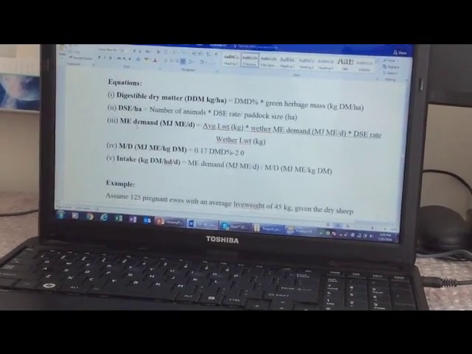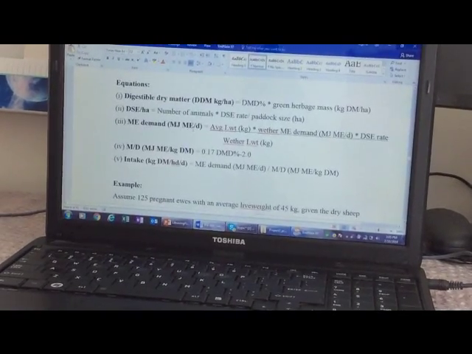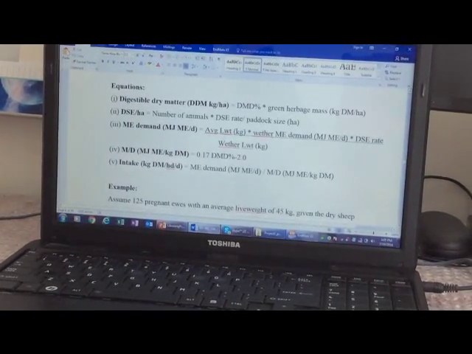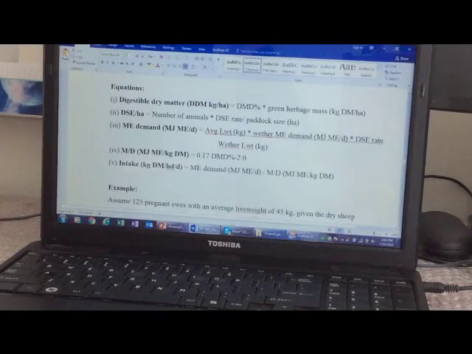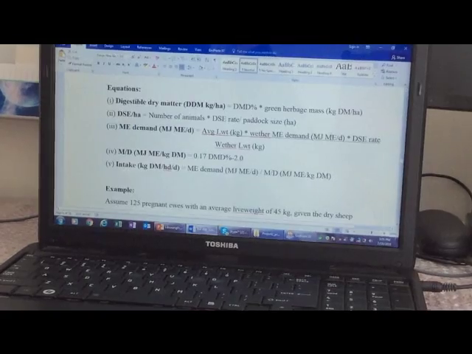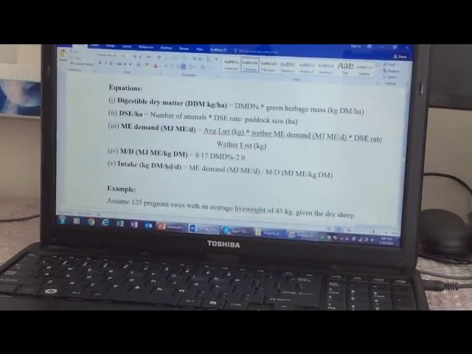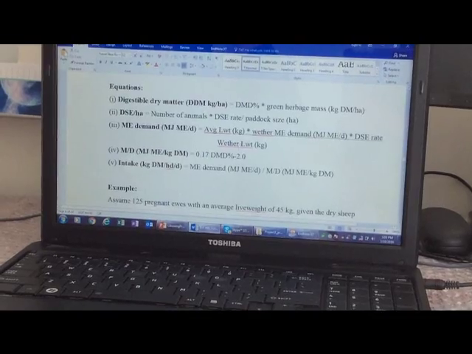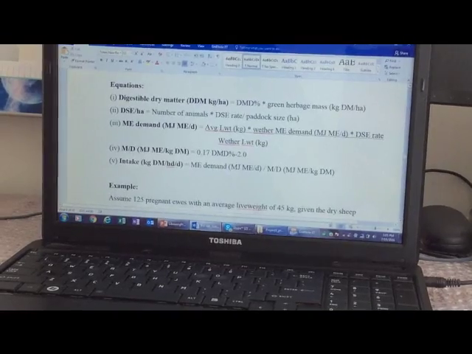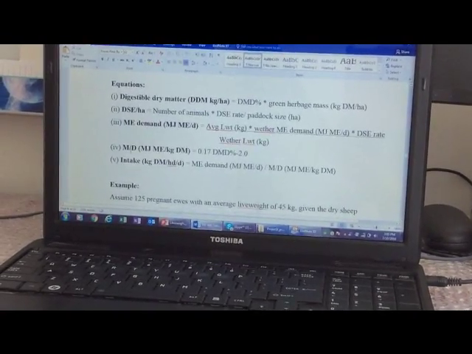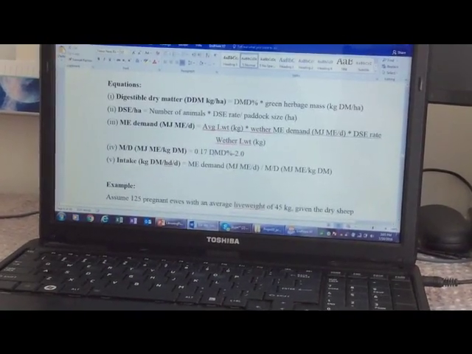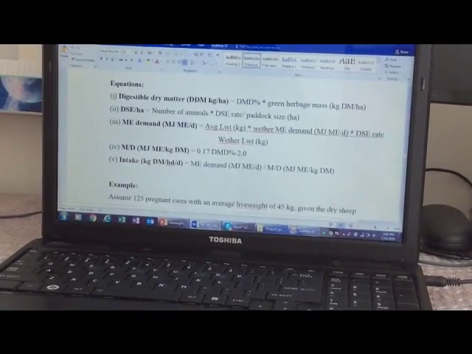The third equation is about the ME demand in megajoules ME per day. That's the nutrient requirement from the pasture by these animals, calculated as the average live weight of the animal times the standard ME demand of the wether times the DSE rate of that particular animal, divided by the live weight of the wether. The fourth equation is about the density of the pasture, or the concentration of the pasture, which is calculated as 0.17 times the dry matter digestibility percentage minus 2.